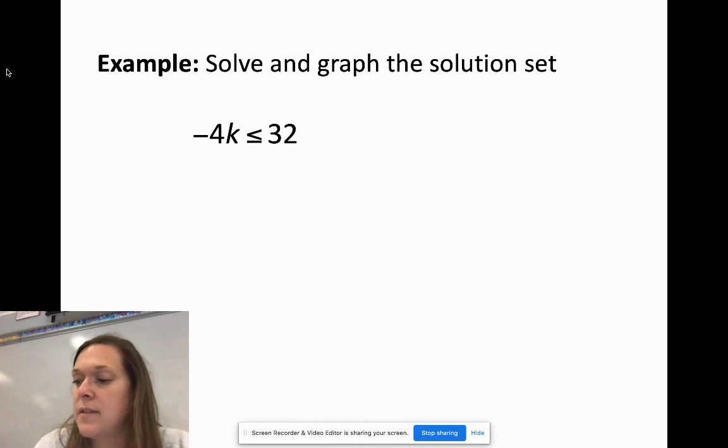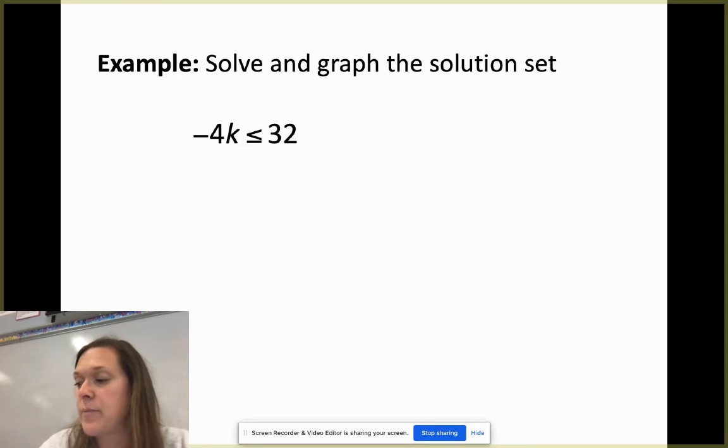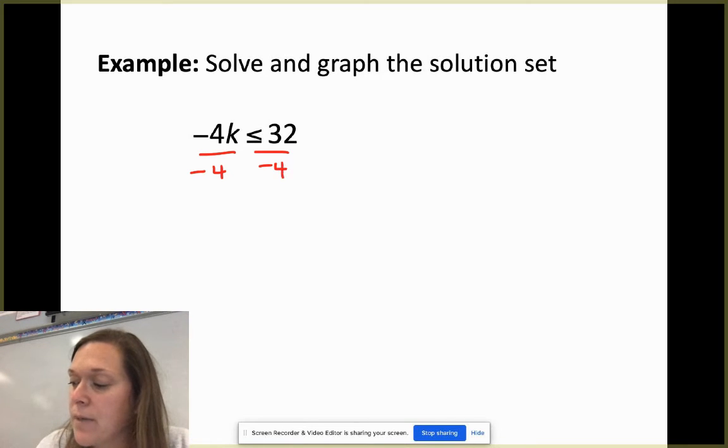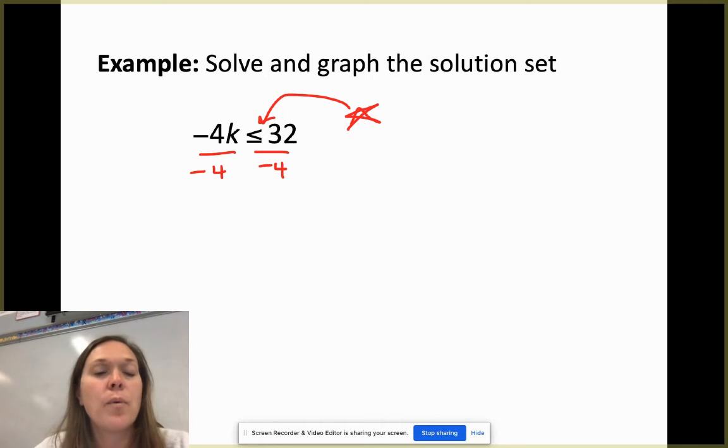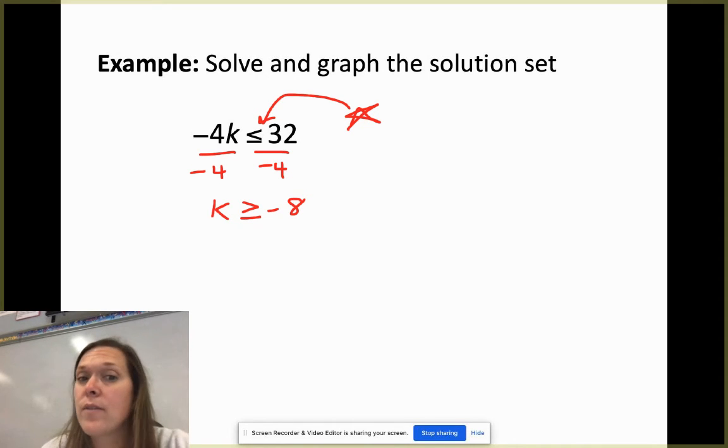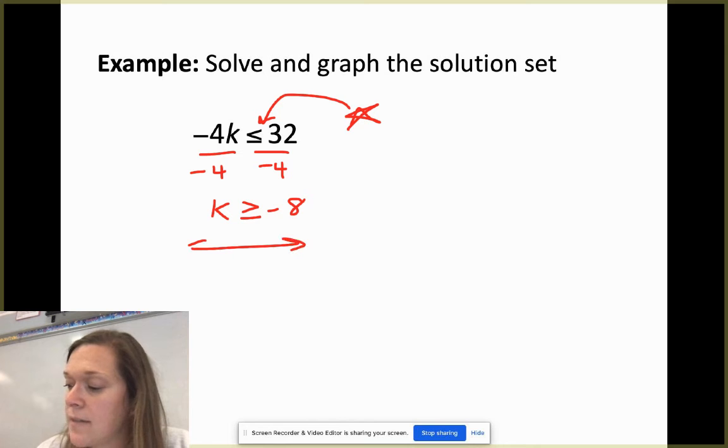Next one, now we have a coefficient in front of our k that is negative, so we've got to be careful here. Dividing by a negative 4, you have to remember what happens to your sign when you divide by a negative 4. Remember, you have to flip the sign anytime you divide or multiply by a negative number. So my result is k is greater than or equal to negative 8.